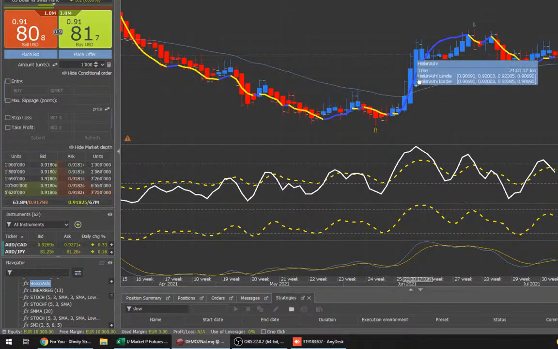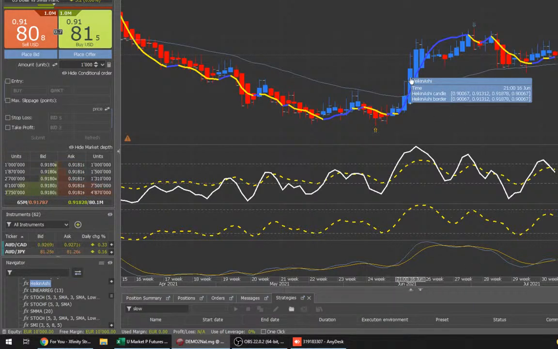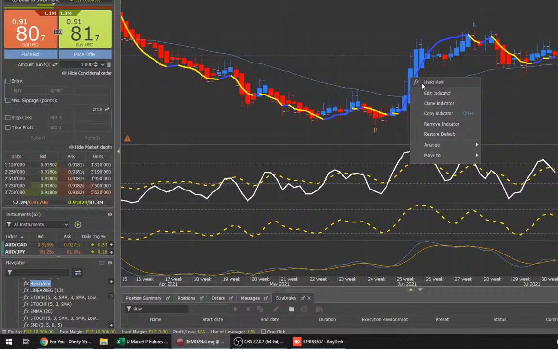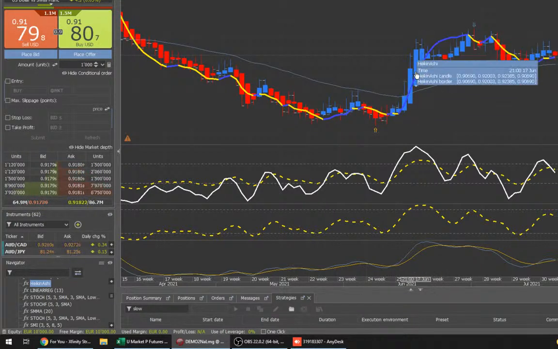How about that one? We just need to get the Heikin Ashi into it. Let's see. Restore default. No, that doesn't want to do that. But so we'll say the blue is the green. How's that? The blue is the new green.